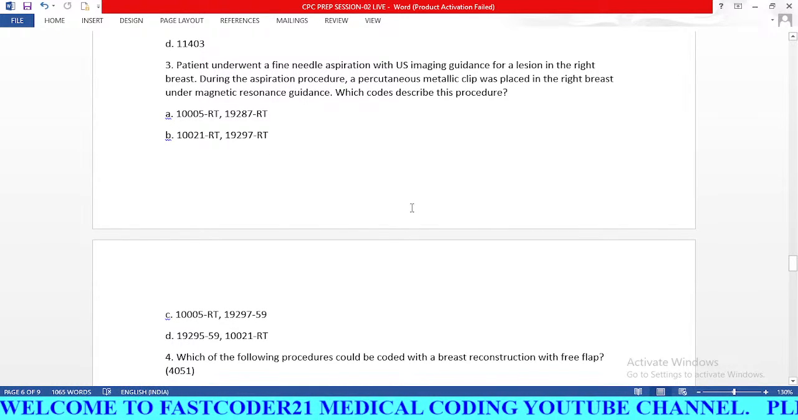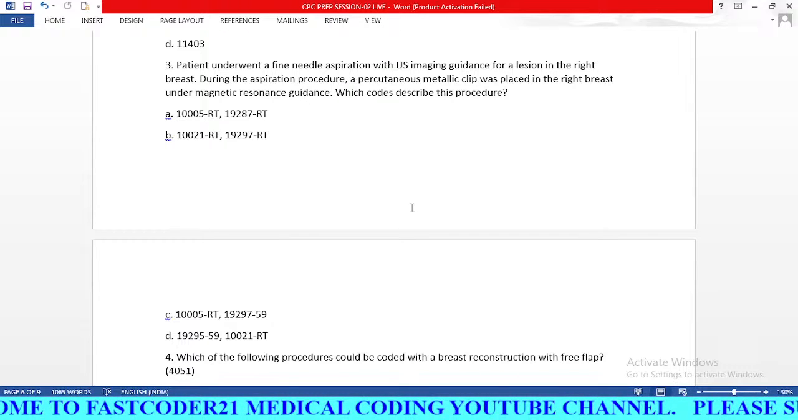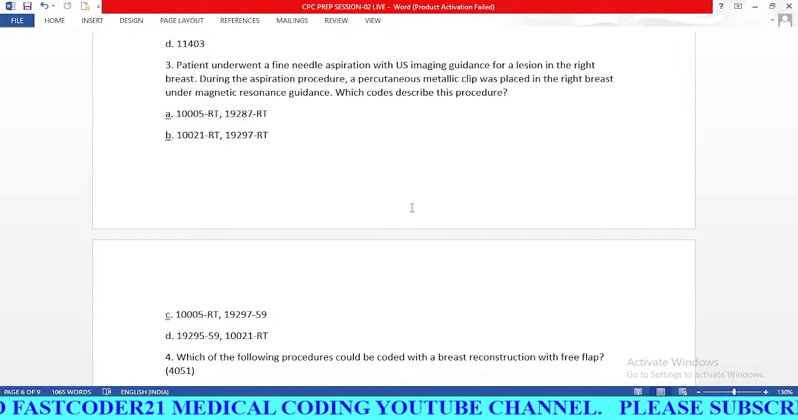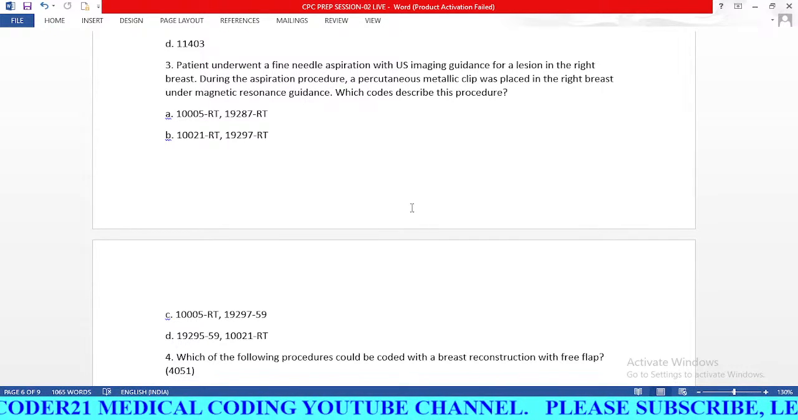I hope Anji, can you see properly now? Previously you told me you couldn't see properly. I hope you can see now.